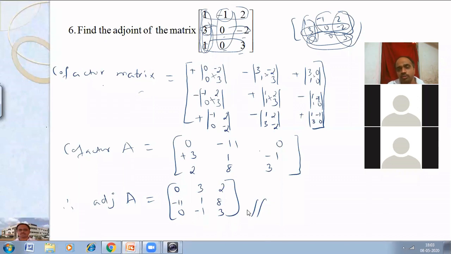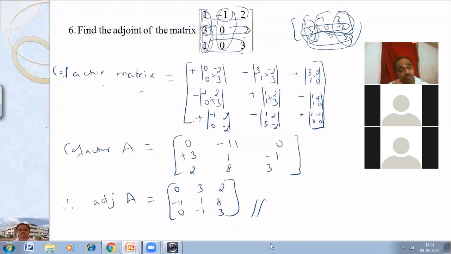So this is the adjoint A. While doing it, some mistakes will happen, so you have to correct them, because 9 cofactors you have to find. Then you have to write the cofactor matrix, and take the transpose. Then only you'll get adjoint A. So by practice, definitely you'll get right answers. It's all about numbers: addition, subtraction, multiplication. So nothing is there.